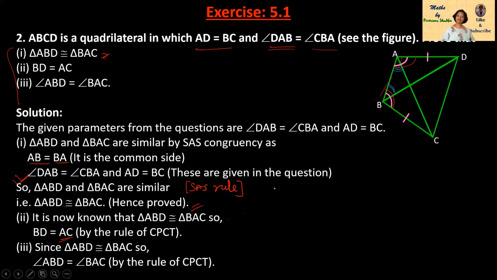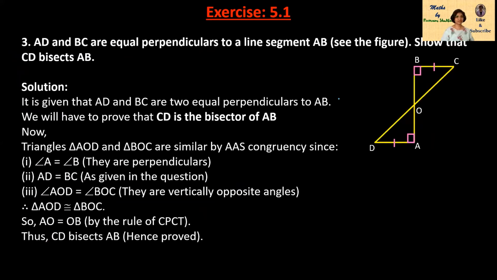So that is again by the rule of CPCT. You can say these two triangles are congruent. So angle ABD equals angle BAC. This is also proved. The question says AD and BC are equal perpendiculars to a line segment AB.